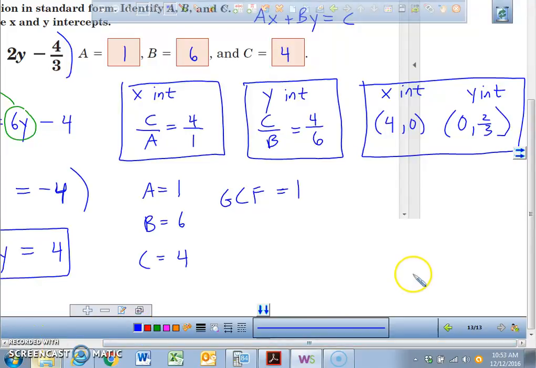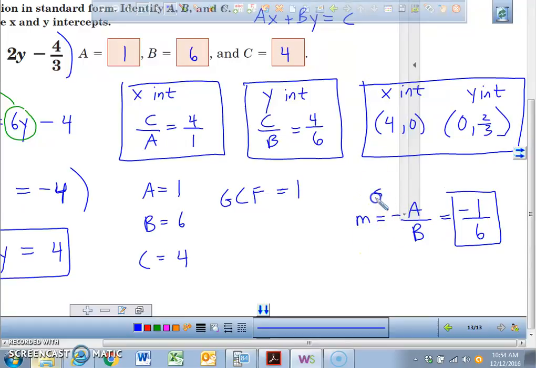Now before we move on to problem number 2, is there any way I could use the a, b, or c to find slope? Does anybody remember the formula for that? Y equals mx plus b, that's correct, that's slope-intercept form. But m will equal the negative a value over the b value. So if I wanted to find the slope of this equation, I would say negative. What was my a value? 1. What was my b value? 6. The slope of this line would be negative 1 over 6.